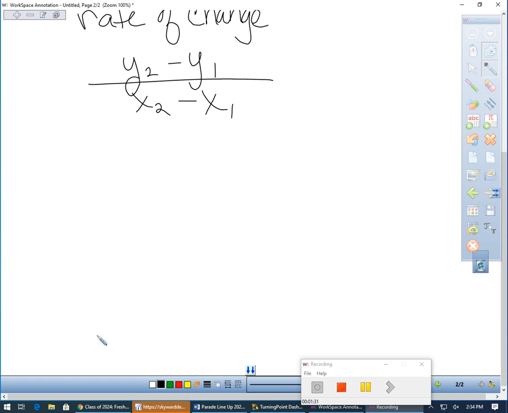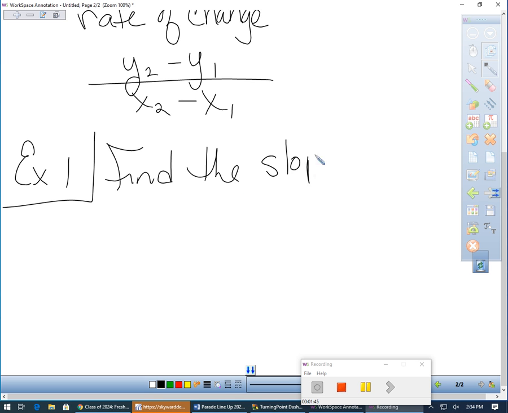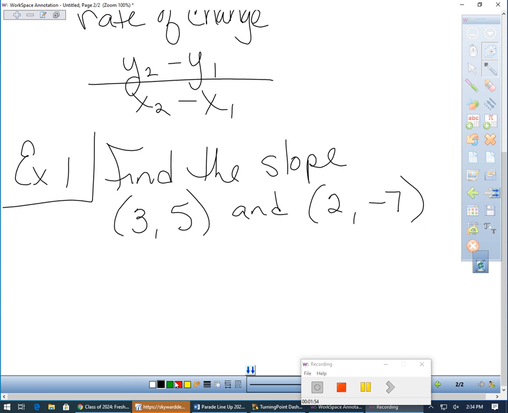Alright, so hopefully we all remember how to find slope. So here's example number 1. Find the slope through, let's say, (3, 5) and (2, -7). So one of the things I like to do is to put it into that formula, I like to write right above the points. Remember that this first point is my x1, y1. This second point is my x2, y2.